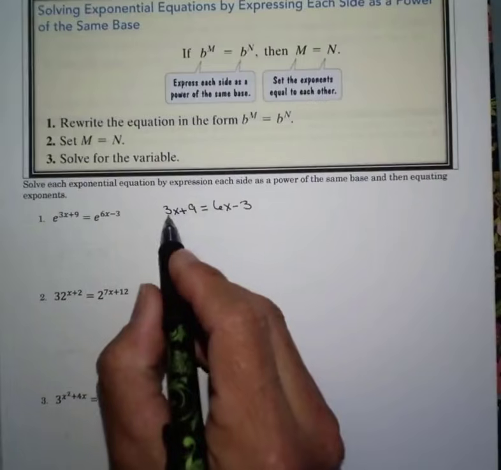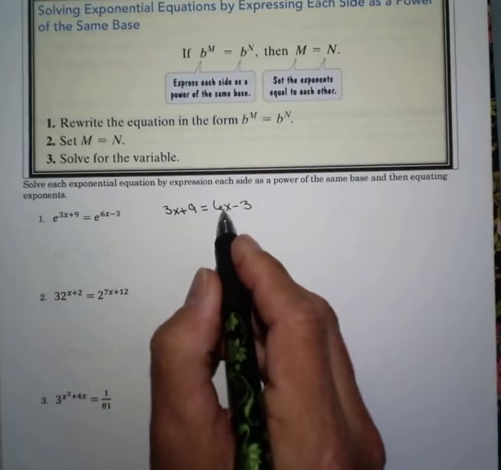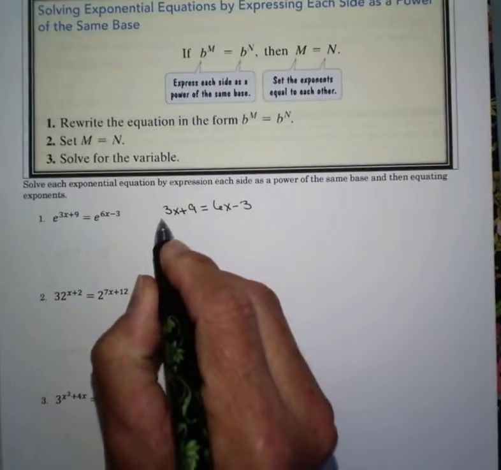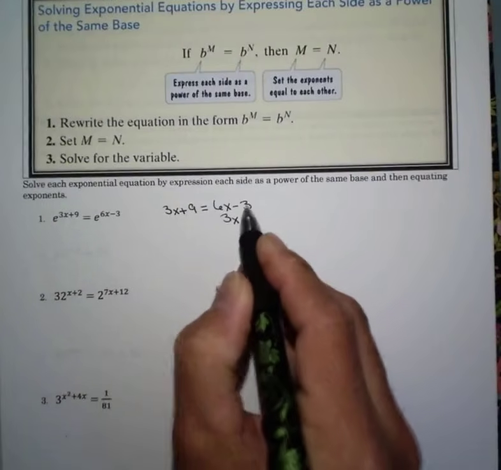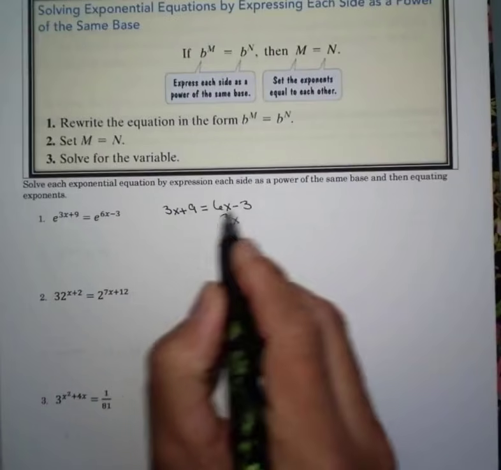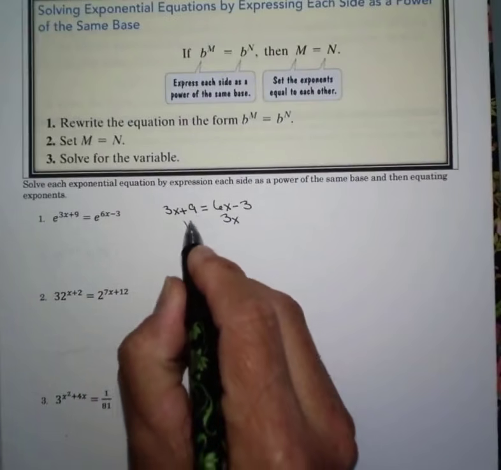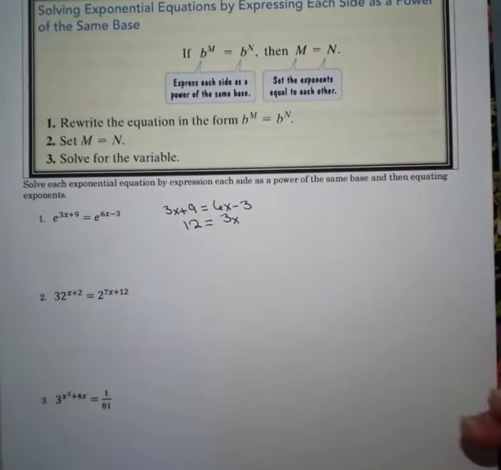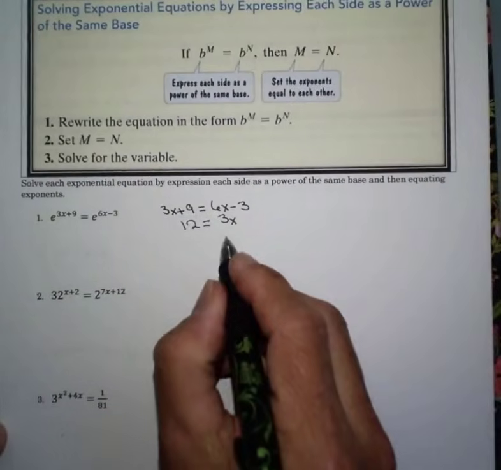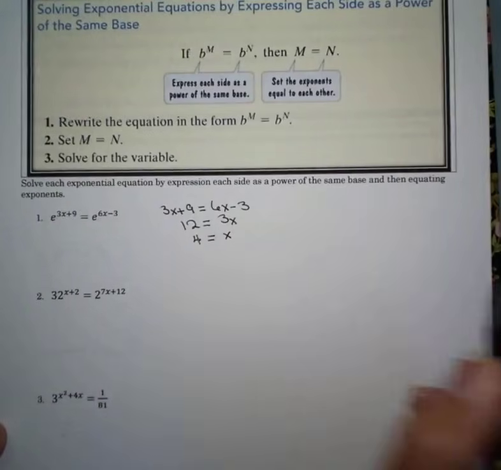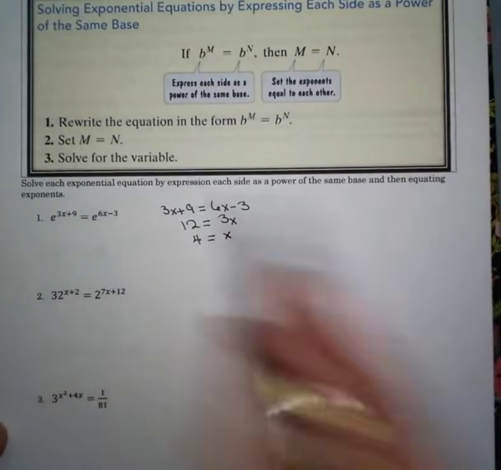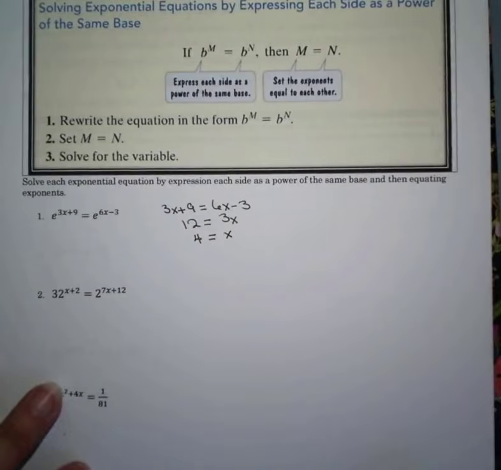I'm going to take the 3x to the other side because I've got more x's over here. So I'll subtract 3x from both sides, and from 6x I get 3x. Then I add 3 to both sides, and when I add 3 to 9, I have 12. So 3x is equal to 12. Divide both sides by 3, and x is equal to 4. I have solved it just by setting the exponents equal to each other. It's a simple equation.